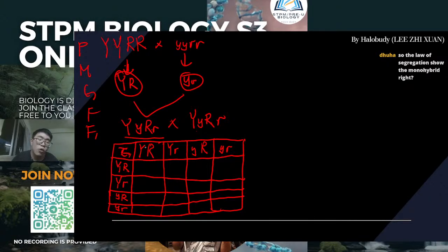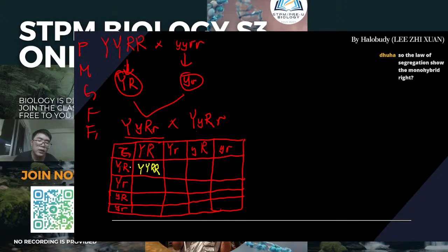When we do fertilization, this empty space will be filled with this: capital Y, capital Y, capital R, capital R. This one you will get, I use a different color, this one you will get this one.